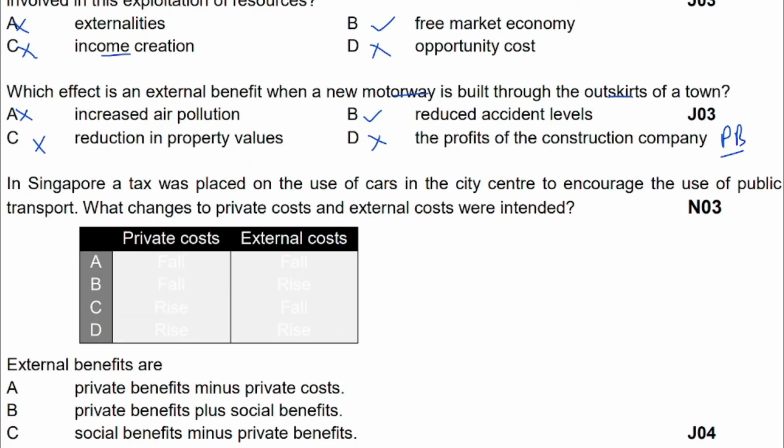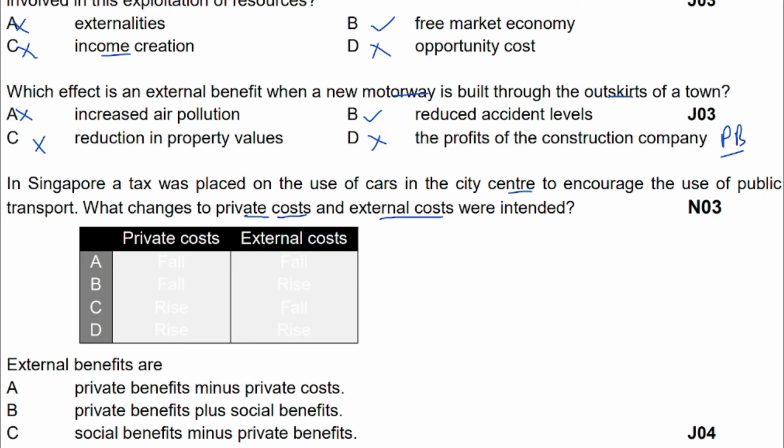Now coming to question number 3, in Singapore, a tax was placed on the use of cars in city centers to encourage the use of public transport. What changes to private cost and external cost are intended? Okay, so private cost is the cost to the relevant party, that is producer and consumer, and external cost, also known as negative externality, is the cost to the third party.